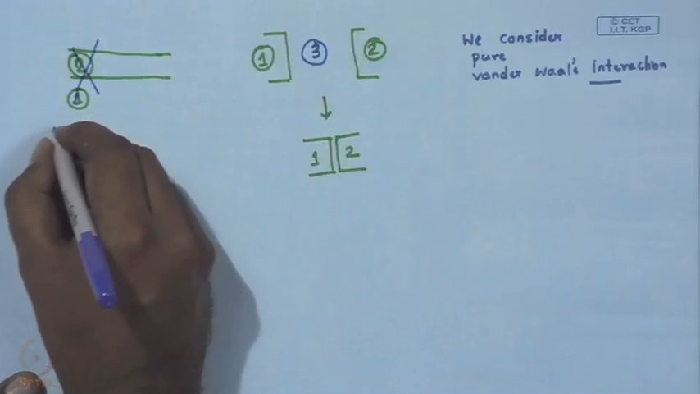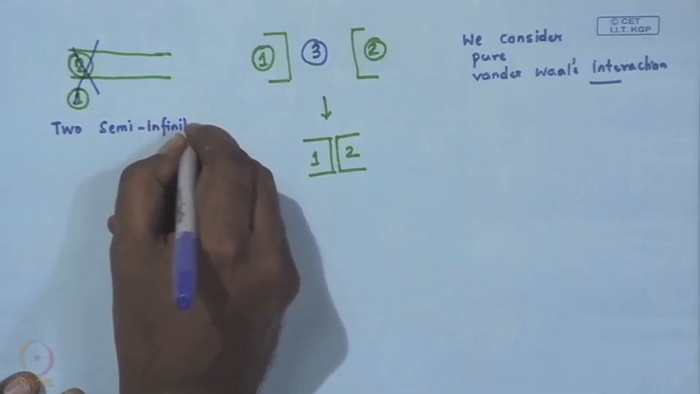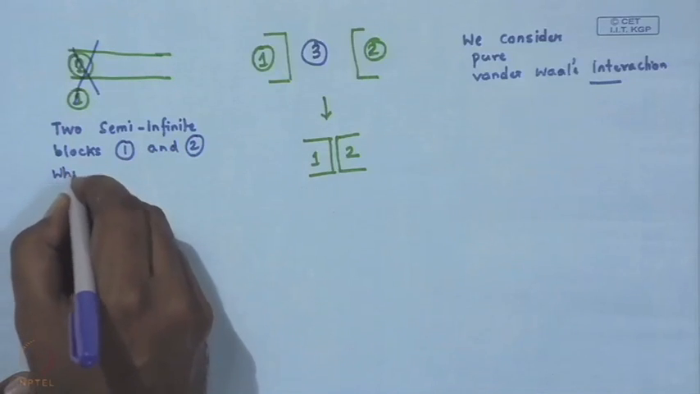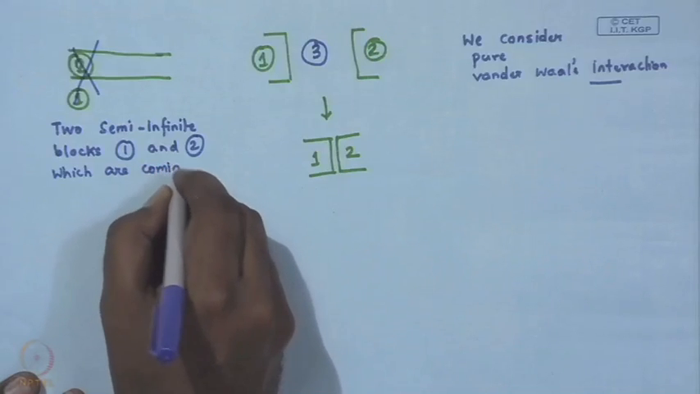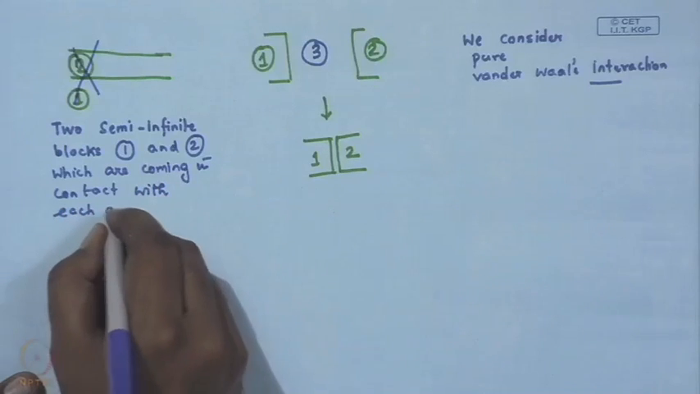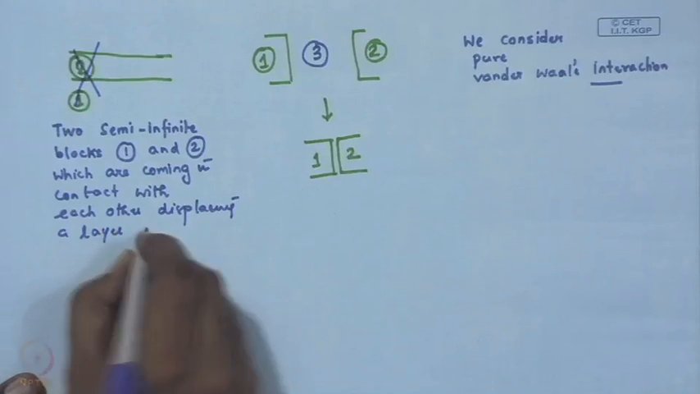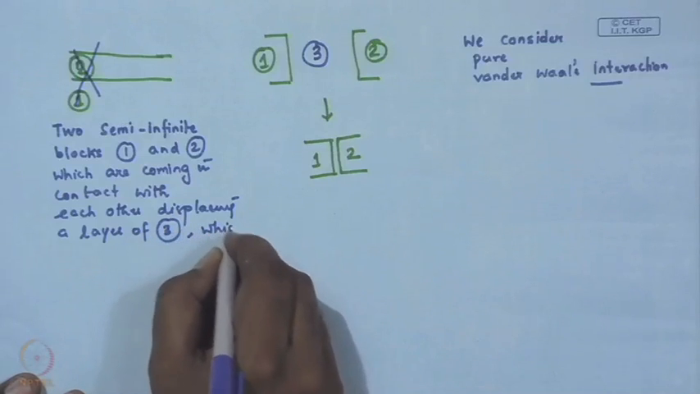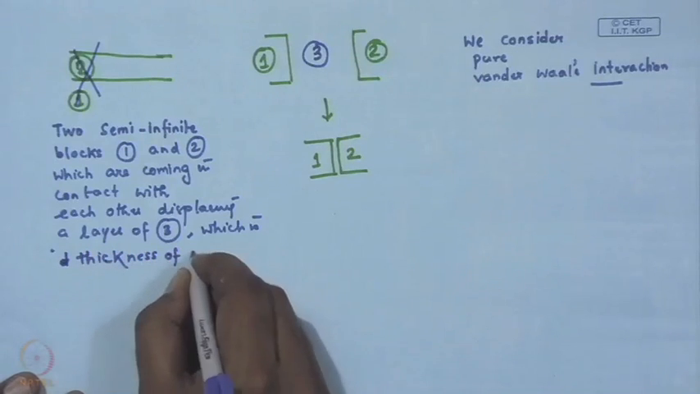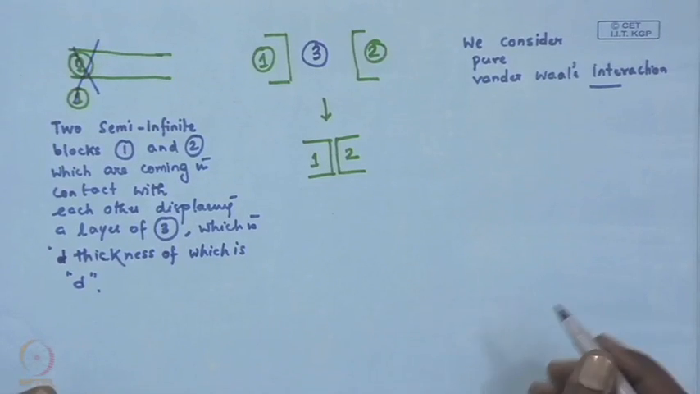Unlike the previous system, we have two semi-infinite blocks of 1 and 2, which are coming in contact with each other, displacing a layer of 3, the thickness of which is d.